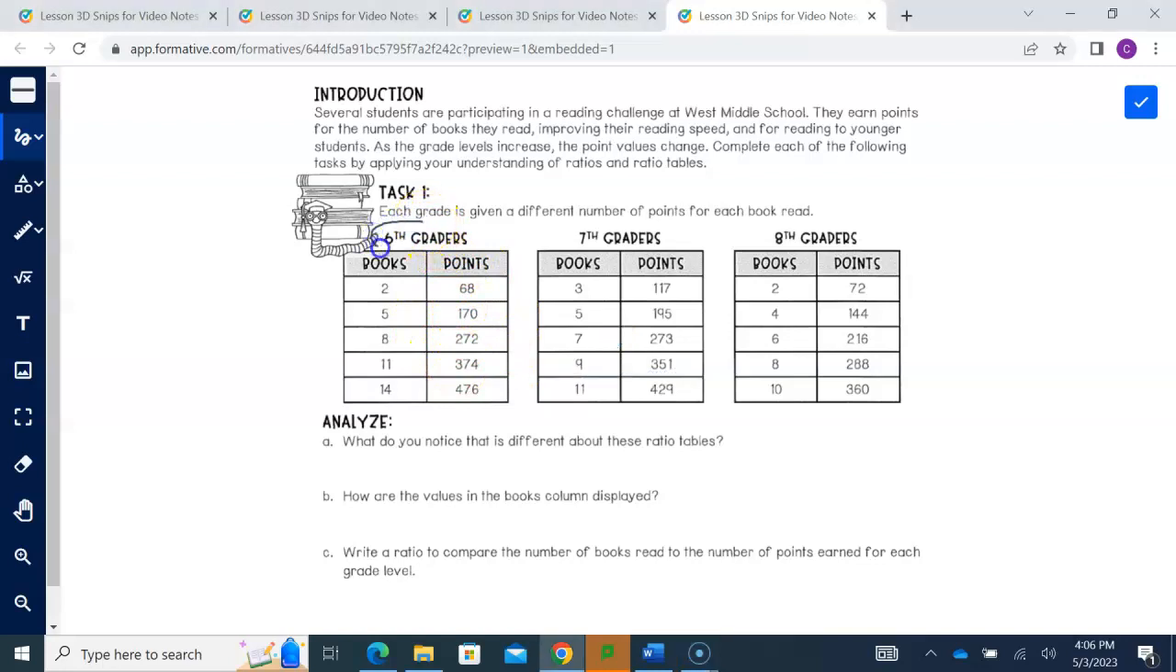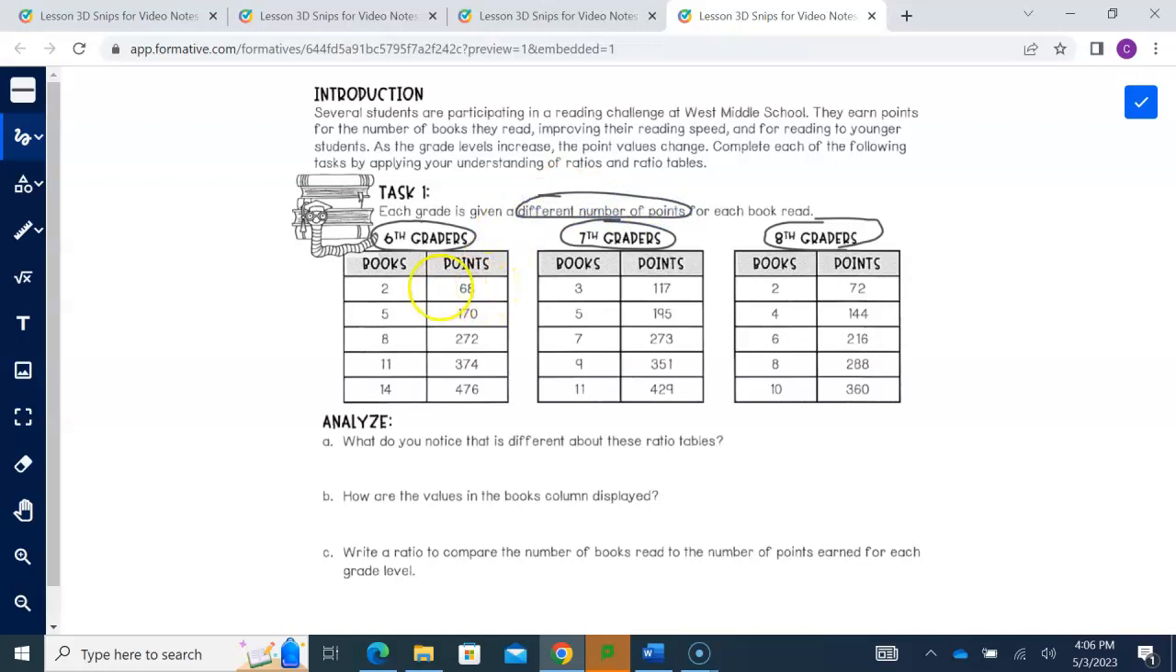So first of all, this one says, hey, this is our 6th graders. This is the information for our 7th graders, and this is the information for our 8th graders. So they've split the tables into 3 tables for grade levels. The first column in each of these is how many books they read. And then they gave points for those books that they read. But what it says up here is each grade level gave a different number of points for each book read.